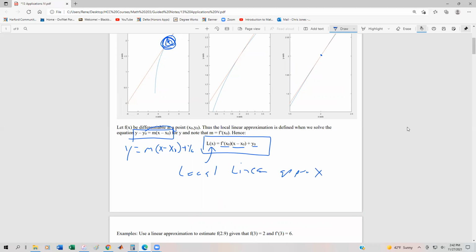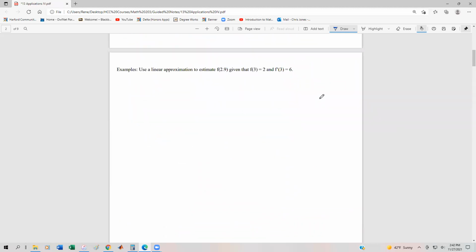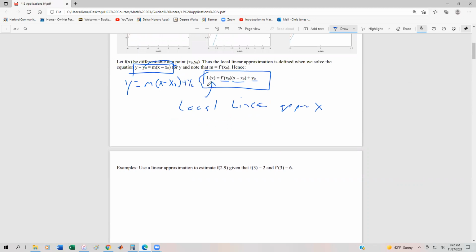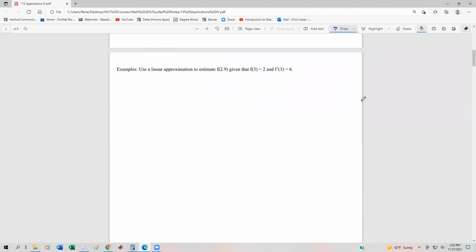A really easy example: let's use a local linear approximation to estimate f at 2.9, given that f at 3 equals 2 and f prime at 3 is equal to 6. So we go back up to our formula, and we know in this case that x naught is 3, y naught is equal to 2, and the slope at that point is 6.